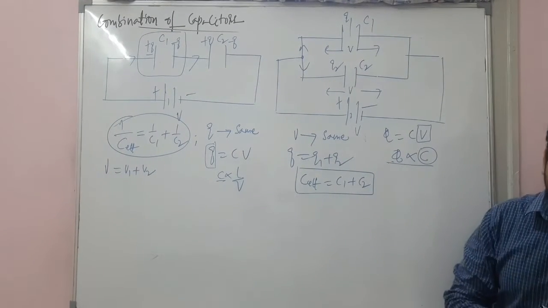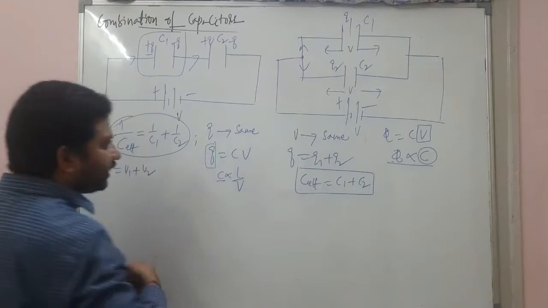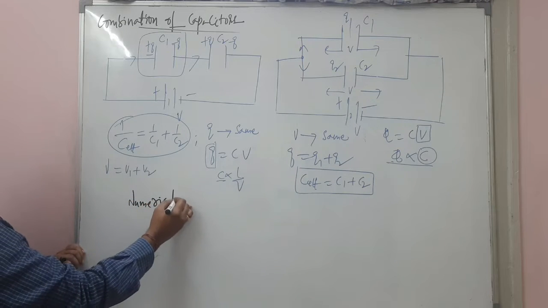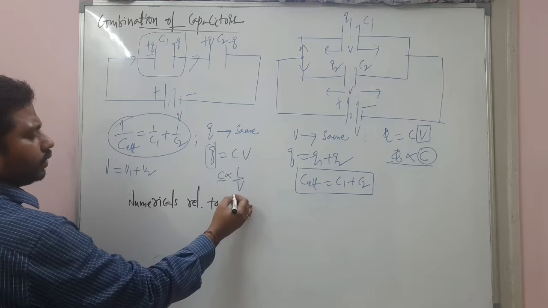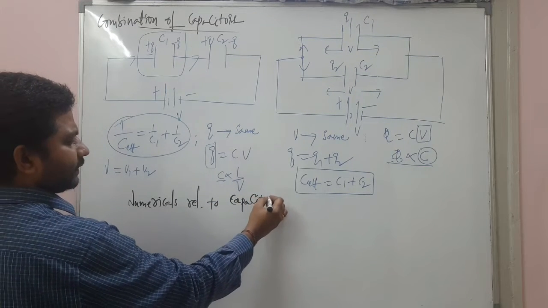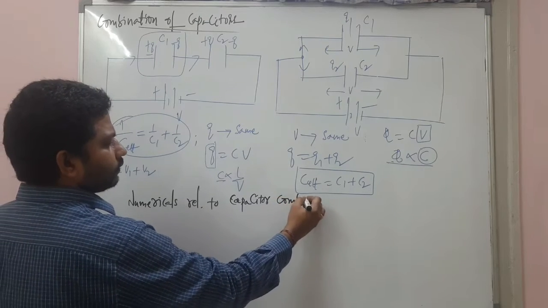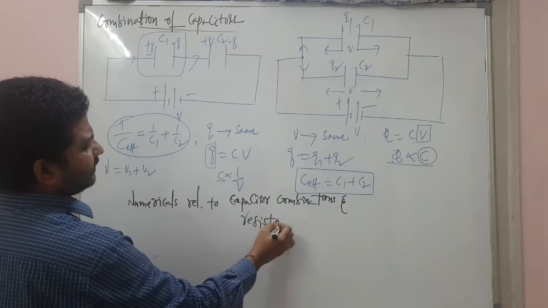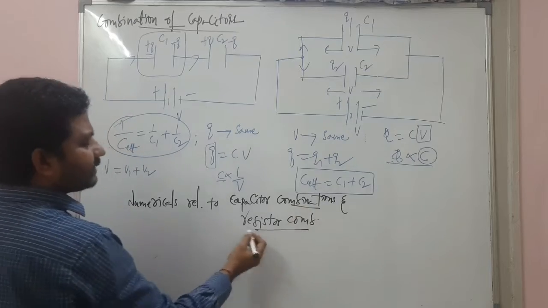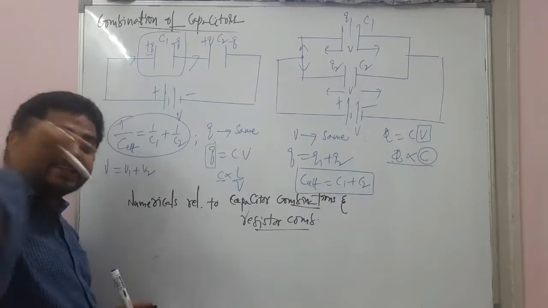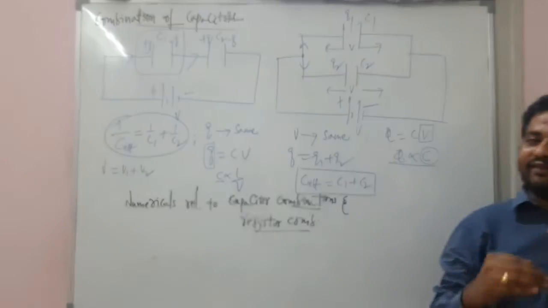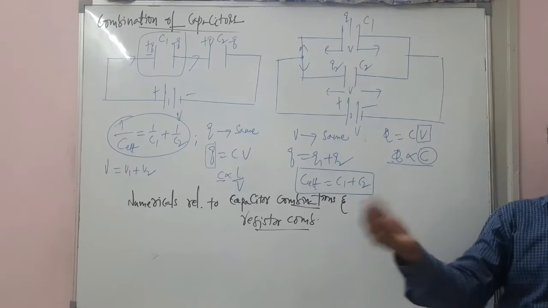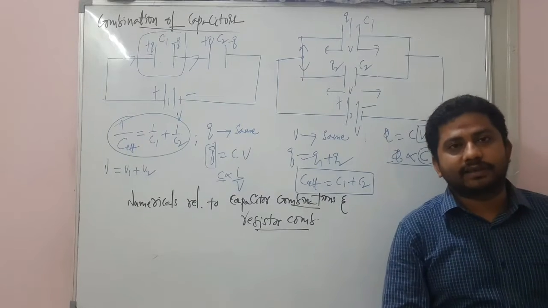So this is the combination of the capacitors. Now we will be solving the numericals related to capacitor combinations and resistor combinations. In the next classes, we will combine them in a single circuit, where we will combine a capacitor and also keep a resistor. In that case, what happens? That's different. So in today's class, separately we'll discuss capacitors, separately we'll discuss resistors.